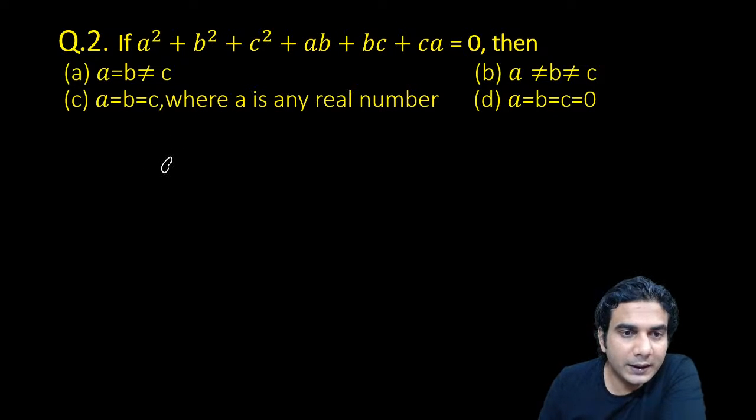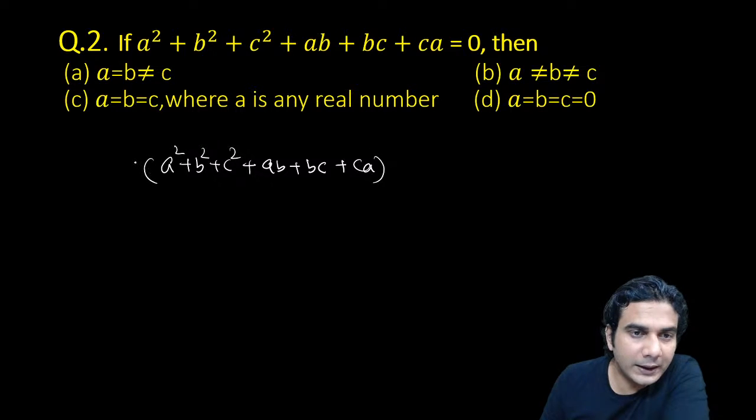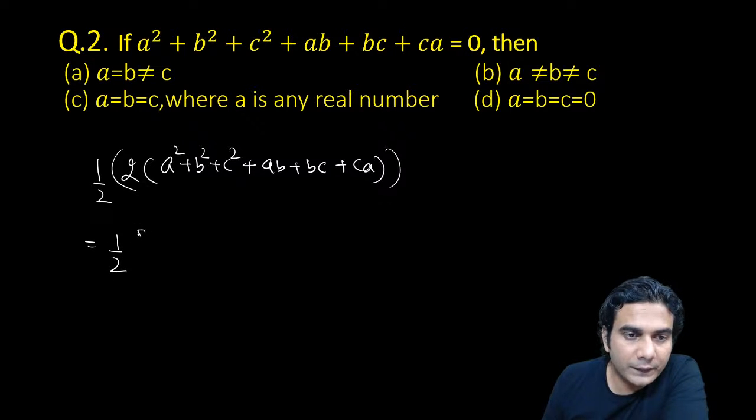I'll start with a square plus b square plus c square plus ab plus bc plus ca, multiplied with 2 and divided by 2, the same thing which we did in the previous equation. So now it will become 1 by 2 of this, equal to 0.